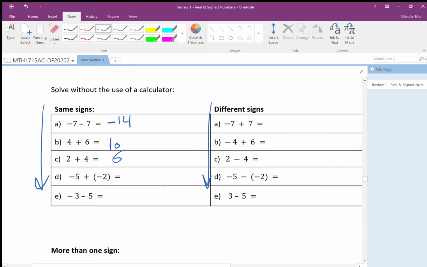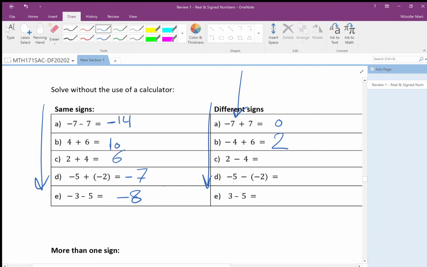Here, both of them are negative. So I add them and I use a negative sign. So it is -7. Here -3, -5. Again, I add them and I use a negative sign, it is -8. How about this one and this one? What is the difference between 7 and 7? 0. Done. What is the difference between 6 and 4? 2. What is the sign of the bigger number? The sign of 6. Positive. So it's +2.